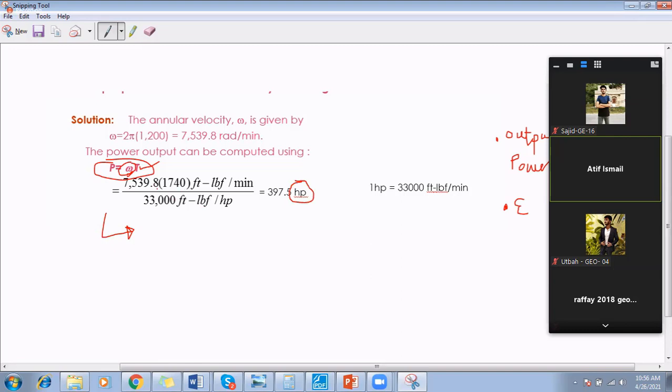When you calculate the power initially, you will have power in feet lbf per minute units. So what is it? Feet is feet, lbf is pound force, and minute is simple, the unit of time. So you need to convert that unit of power into HP.